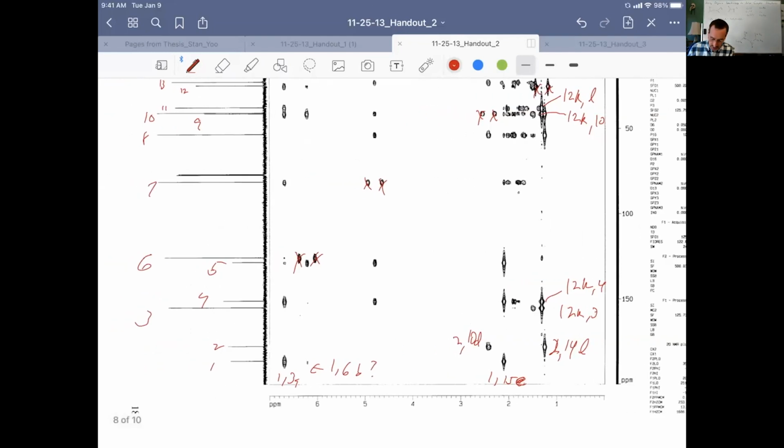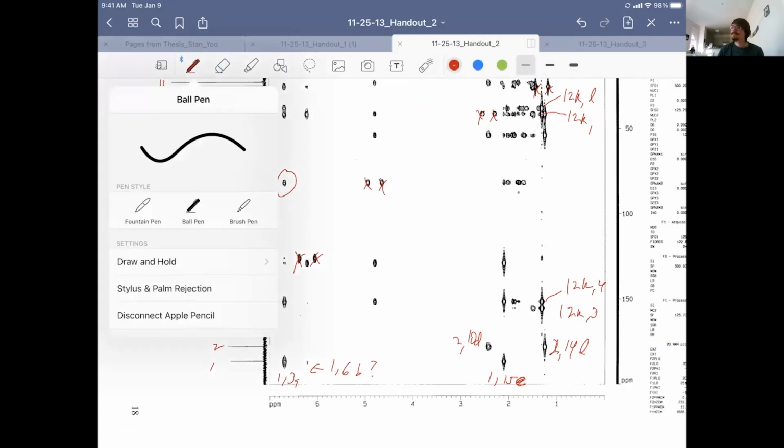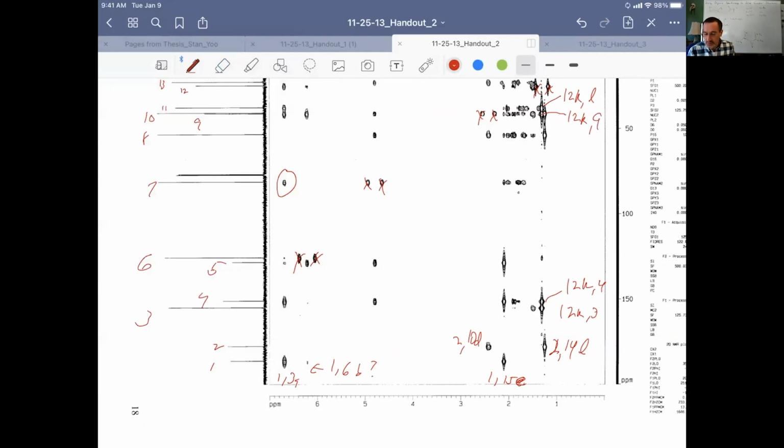This is the last I'm going to show with the HMBC spectrum. James, may I interrupt you really briefly? Yeah. I think you meant to write 12K with 9 as the cross peak. Thank you, James. Yes. That's 12K with 9. That's 12K with the quat.